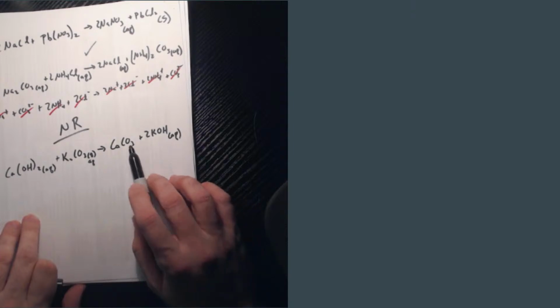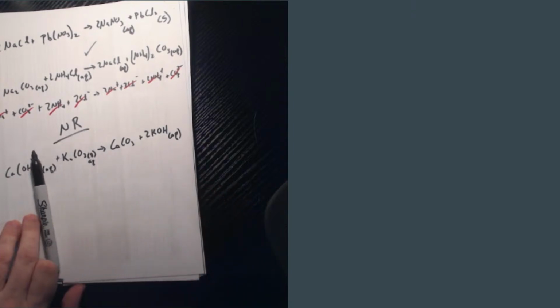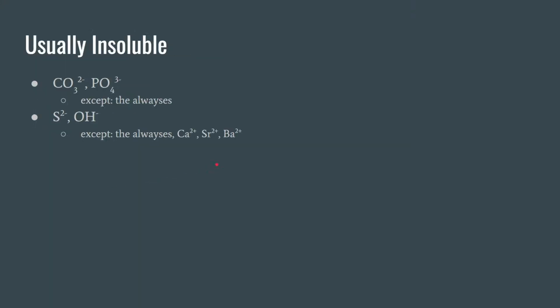And then we have calcium carbonate. So we're going to have to look at the rules for calcium carbonate again. So carbonate, usually insoluble. The exceptions are the always solubles. And it's only with the always solubles. So calcium carbonate is not an exception. So calcium carbonate is solid. In fact, that's what I was talking about earlier, that limestone. So you're going to have to be careful about that.